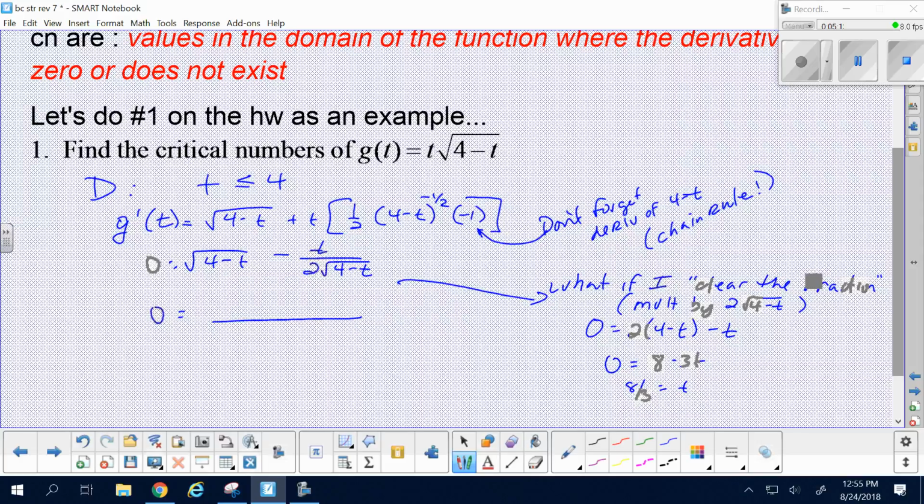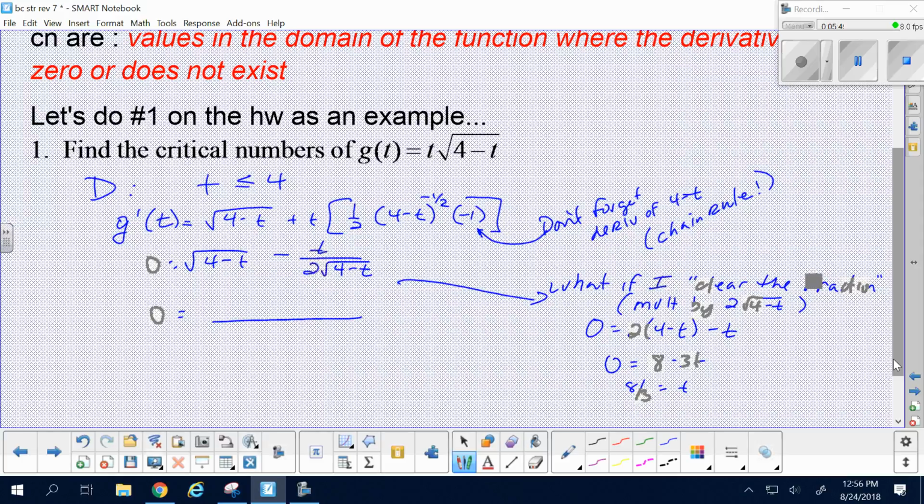Now, there are typically two different approaches algebraically from there. Some are taught or in the habit of clearing the fractions, which is to say multiplying through by 2 root 4 minus t. I'll leave the jury out whether that's bad or not, but if you do that, you get 0 equals 2 times (4 minus t) minus t, and t equals 8/3. So what's wrong with that? Well, in doing so, they just lost one of their critical numbers.